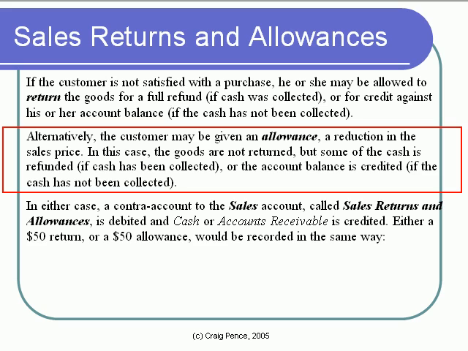Sometimes the customer keeps the goods and the merchant allows the customer a reduction in the sales price, refunding the cash or reducing the account balance because of the defects. This is called a sales allowance.